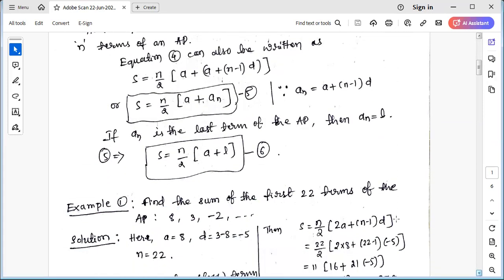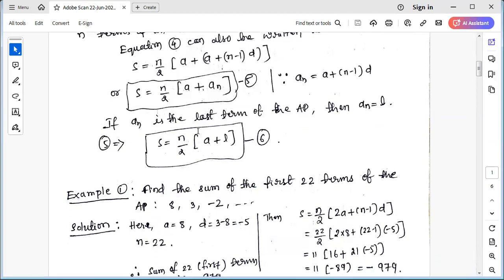And suppose if an is the last term of the arithmetic progression, then you denote that an as L. Then equation 5 becomes like this: S is equal to n by 2 into the bracket a plus L. That means instead of this an, we are writing L to denote that it is the last term of the arithmetic progression. So in this way, we derived an expression for the sum of the first n terms of an arithmetic progression.